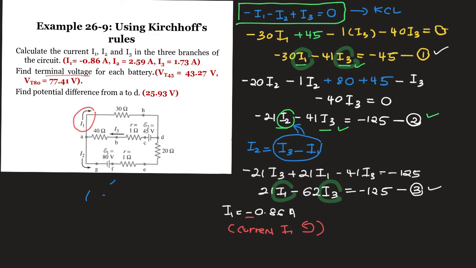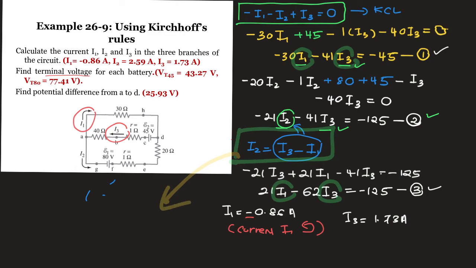So we also got I3, which is 1.73 ampere. If I get a positive value here, it means that the direction of I3 is correct. With this direction, the current going into the junction is equal to the current leaving the junction. Now that we already have I1 and I3, we can find I2 using this equation.